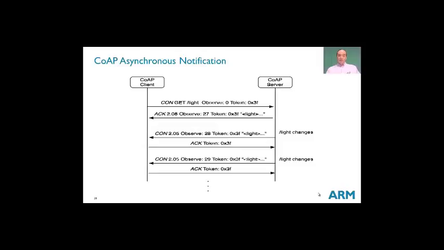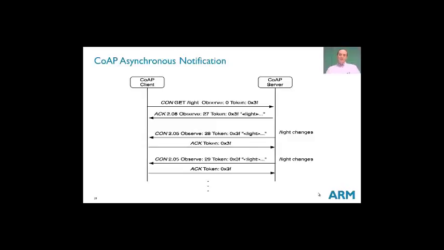The application client does a get to the server, to the sensor of the light resource, specifying observe 0 and specifying a token. The CoAP server, which is the sensor, remembers the token and uses it to associate responses with that get. So the first response is an acknowledge, returning the value of the light resource.